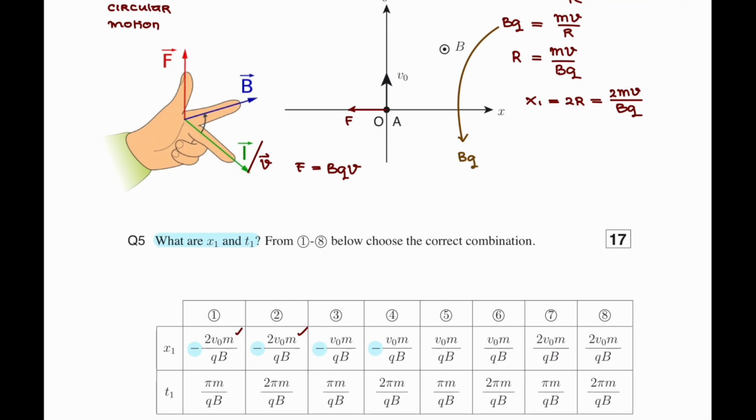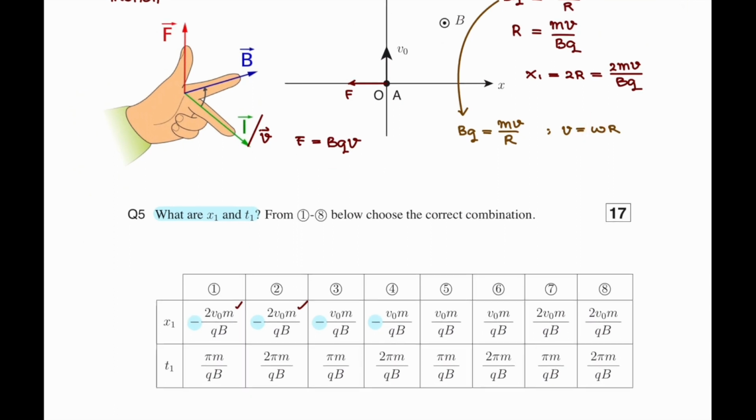I have BQ equals to mv over r. If you remember, V is the tangential velocity. I can substitute V by using omega times r. V, which is the tangential speed, is equal to omega times r. Omega, or the angular speed, is equal to 2 pi over period. Omega is 2 pi over period times r.